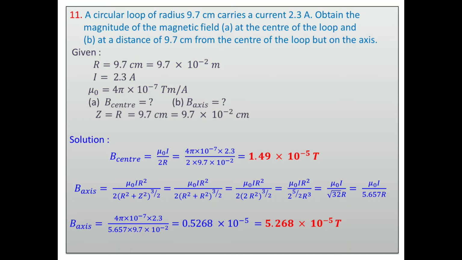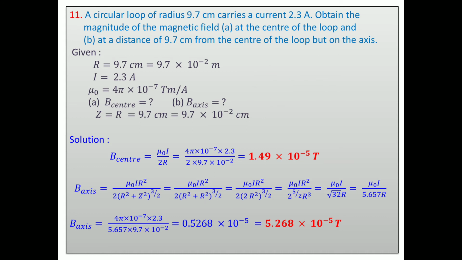Thereafter, we go through another numerical. A circular loop of radius 9.7 centimeter carries the current 2.3 ampere. Obtain the magnitude of magnetic field at the center of the loop, similar to the previous problem, and at a distance 9.7 centimeter along the axis point. You have to calculate the magnetic induction at the center of the loop but on the axis. So R is given 9.7 centimeter, radius of the loop means 9.7 into 10 raised to minus 2 meter. Current is given, mu naught is given.